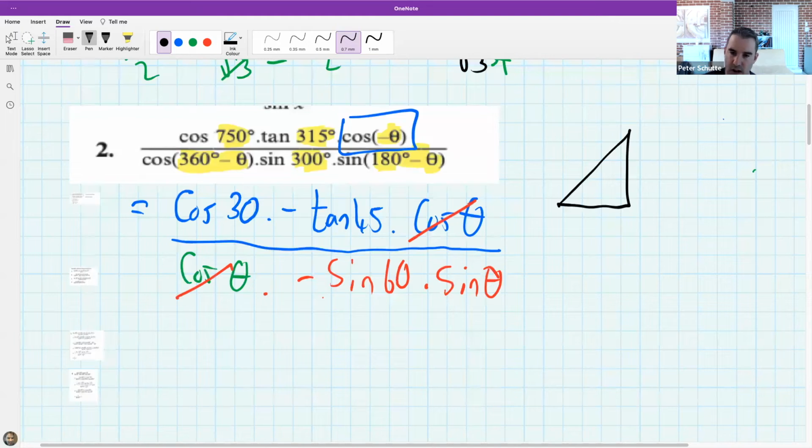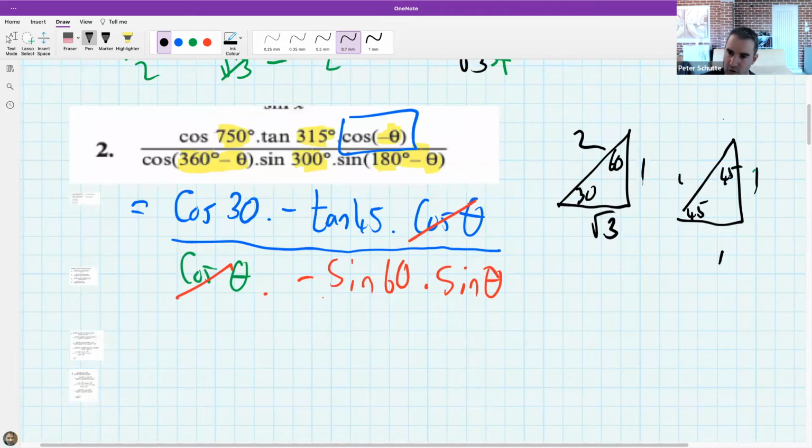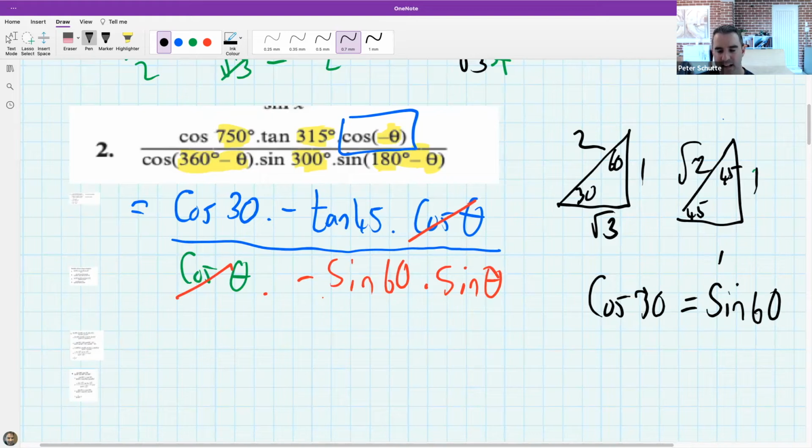So here's your special triangle. 30, 60, 1, root 2. Or you can recognize, and I'm not going to go into this too deep today, that the cos of 30 is the same as the sine of 60. If you make that substitution, it will save you a little bit of time because it'll knock that out. But if you put the numbers in for sine of 60, you'll still knock it out. So there's no problem with that.